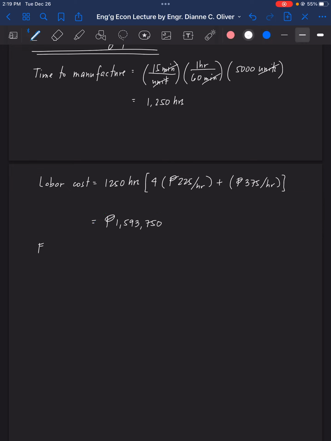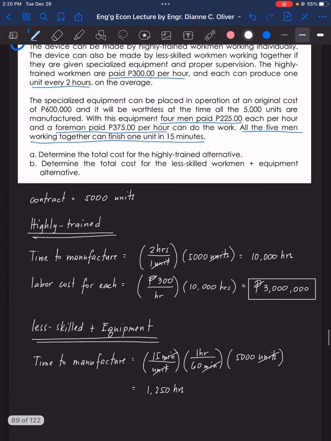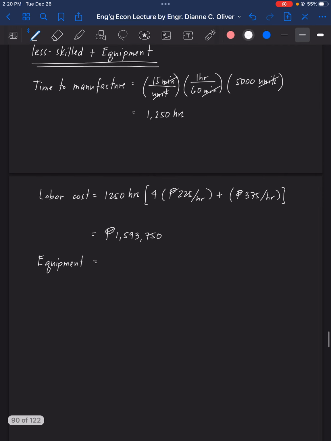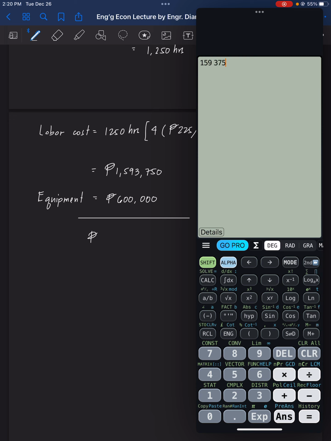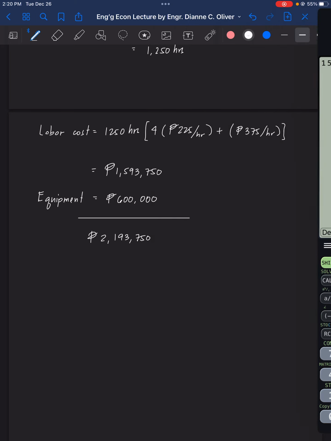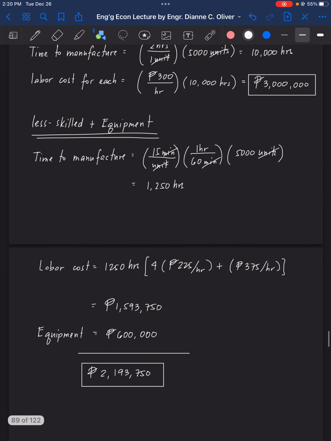Plus we have the equipment. So how much is the equipment cost? The equipment here is 600,000 pesos, and it will be worthless once the 5,000 units are manufactured. So the equipment is 600,000 pesos. So what's now the total cost is 1,593,750 plus 600,000, so 2,193,750 pesos. So this is for alternative number 2.